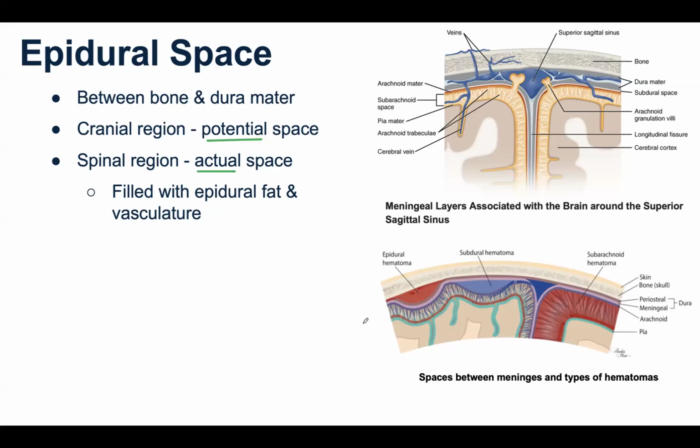This blood is typically arterial in origin and most commonly a branch of the middle meningeal artery. And so you'd have the bone here, you would have the periosteal portion of the dura mater, and blood can enter into that region. Obviously, that can lead to compression of the brain. There can also be epidural hemorrhages in the spinal region too.